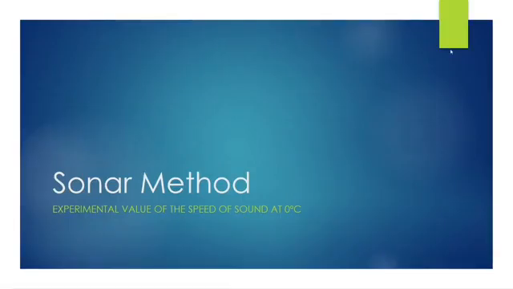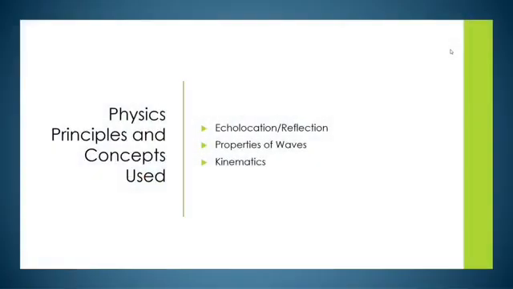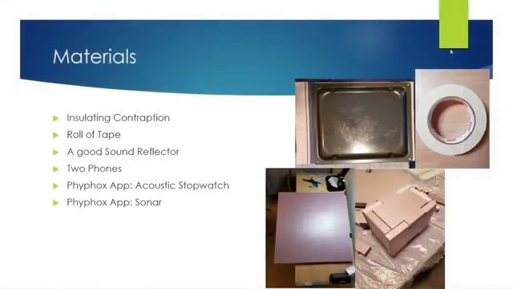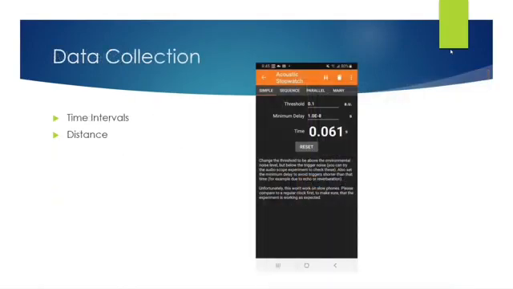This is the Sonar method for determining the experimental value of the speed of sound at 0 degrees Celsius. The following physics concepts and principles are used in this lab: echolocation, reflection, properties of waves, and kinematics. The materials needed for this lab are some sort of insulating contraption, a roll of tape, a good sound reflector such as a sheet of metal, 2 phones, and the Firefox app. We will be using the acoustic stopwatch and the sonar functions. The points of data being collected are the time intervals that Firefox displays, as well as the distance between the insulating contraption consisting of the 2 phones and the sound reflector.